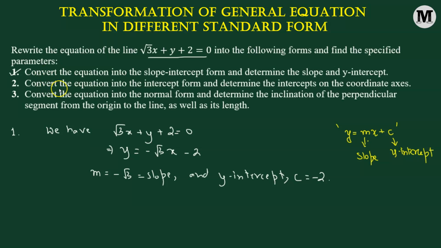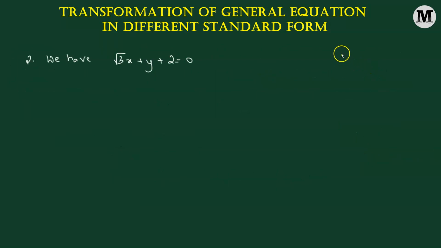Now let's move on to the second part. We need to convert the given equation into the intercept form, and then we need to determine the intercepts on the coordinate axes as well. So let's quickly walk through the intercept form of a line. The intercept form of a line is given by x over a added to y over b equals 1.